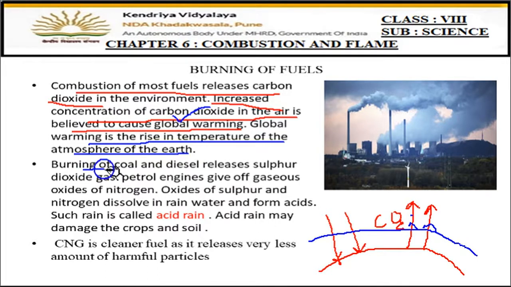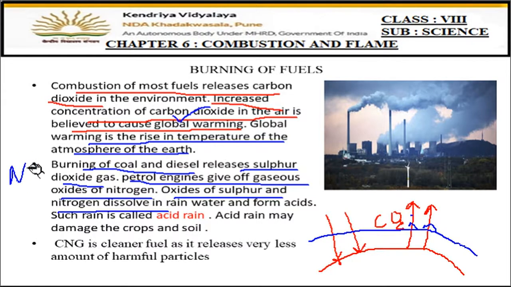And sometimes when coal and diesel are burned, they release sulfur dioxide, nitrogen oxide, right? Petrol engines give off gaseous oxides of nitrogen, oxides of sulfur and nitrogen dissolve in air. So these are the harmful oxides, like oxides of nitrogen, right? Nitrogen oxides, then sulfur oxides. These are very harmful oxides. Now when the fuel burns, these oxides are released in the air.